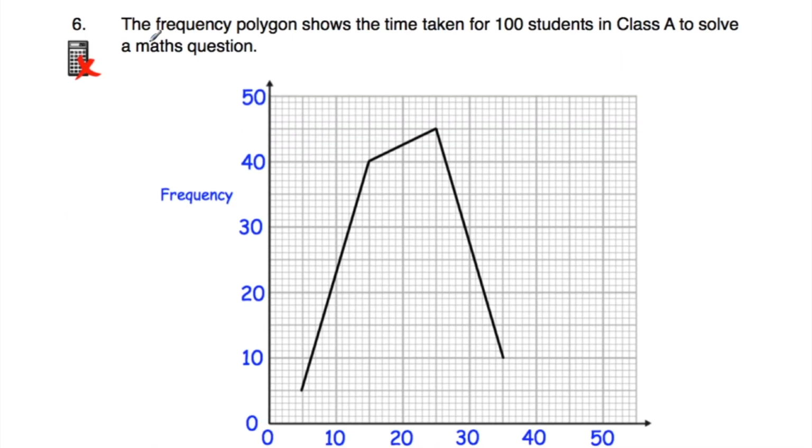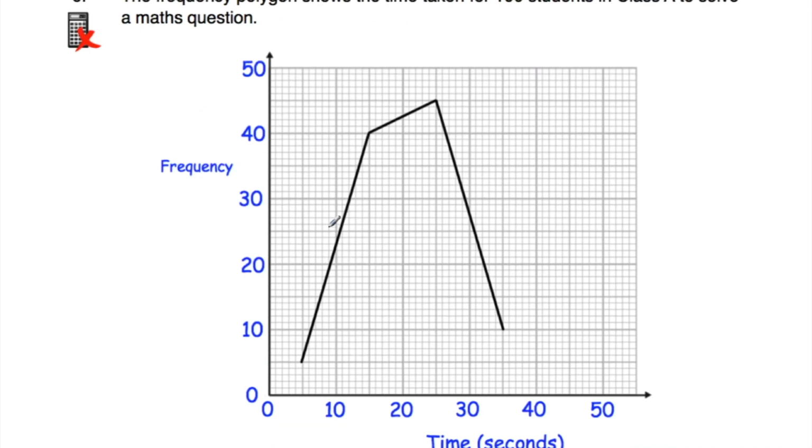So question number 6. Question number 6 says the frequency polygon shows the time taken for 100 students in Class A to solve a maths question. And if we look at our frequency polygon, it's got 1, 2, 3, 4 points. And the first point is in between 0 and 10 seconds. And 5 students have taken in between 0 and 10 seconds there because it goes up to 5.